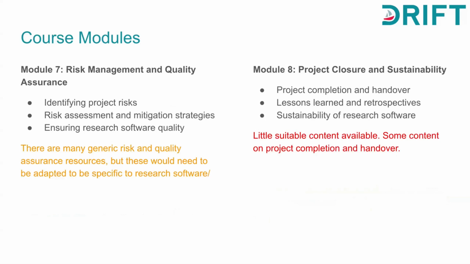And finally, Module 7, risk management and quality assurance. Here, there's a lot of generic material, but there's not much on the specific sorts of risks that research software projects find. And in Module 8 on project closure and sustainability, thinking about what we saw in the keynote earlier today, there's little suitable content about how you properly sunset or hand over a project.